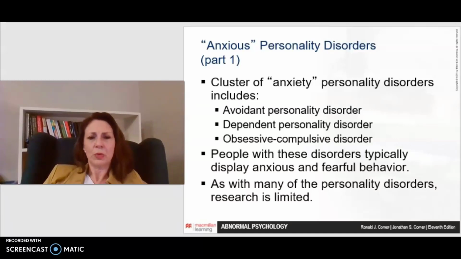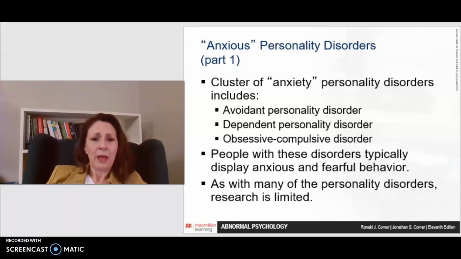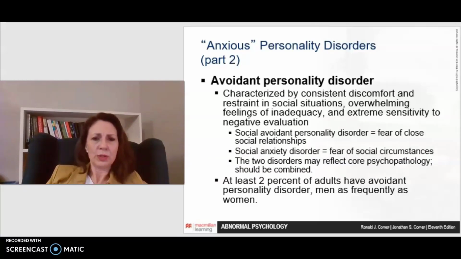Anxious personality disorders is a cluster that involves avoidant personality, dependent personality, and obsessive-compulsive disorder. People with these disorders typically display anxious and fearful behaviors. Research is limited in terms of what works.